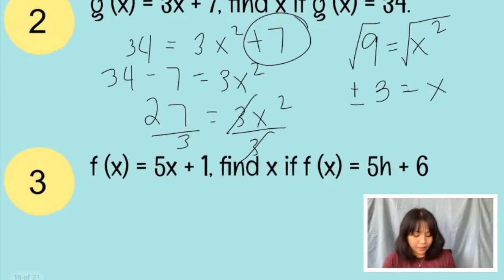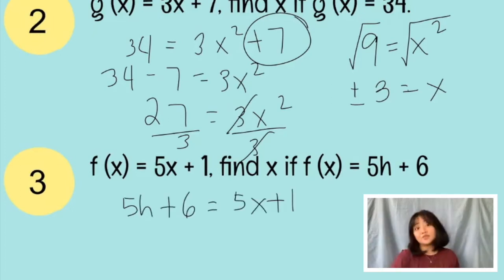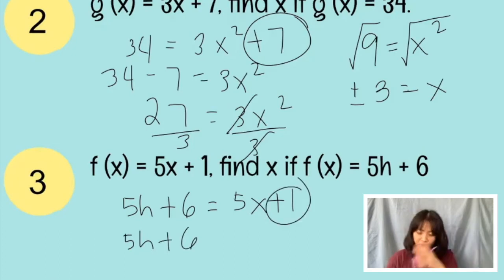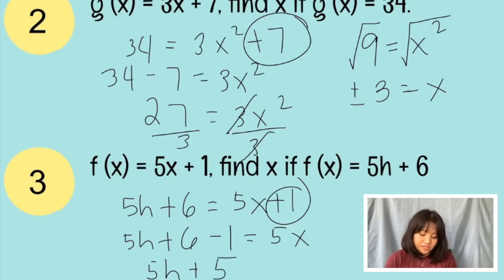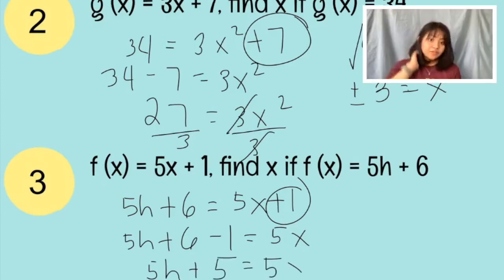Third example. So the f of x becomes 5h plus 6 equals 5x plus 1. We just replaced f of x, and it became 5h plus 6. Solving for x, let's have 5h plus 6. Of course, this positive 1 will be moved to the other side. So negative 1 equals 5x. So that would be 5h plus, what is 6 minus 1? That's 5. Equals 5x. Dividing everything by 5.